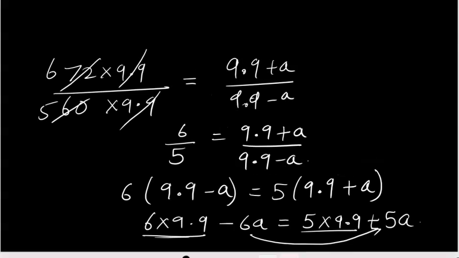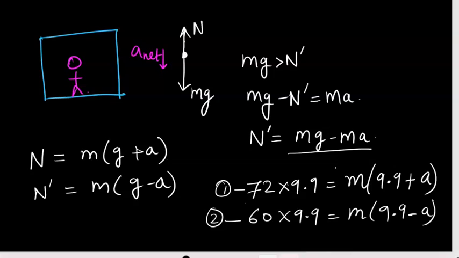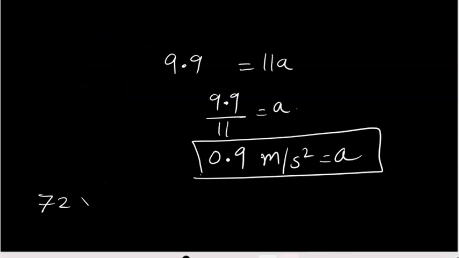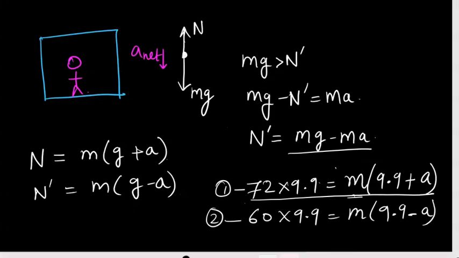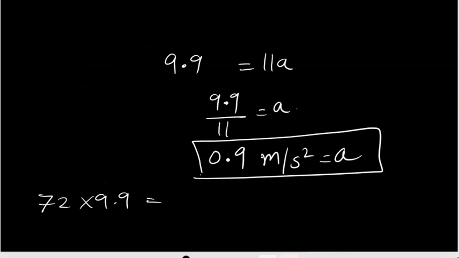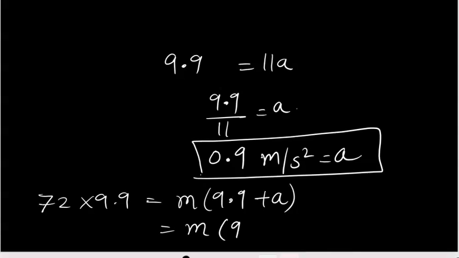But now what we have to find out is the mass, because mass is needed to find out its true weight. The magnitude of acceleration we found out. So now what will the mass be? Use this equation: 72 into 9.9 is equal to m times 9.9 plus a. So a is 0.9, so what we get here is 9.9 plus 0.9.